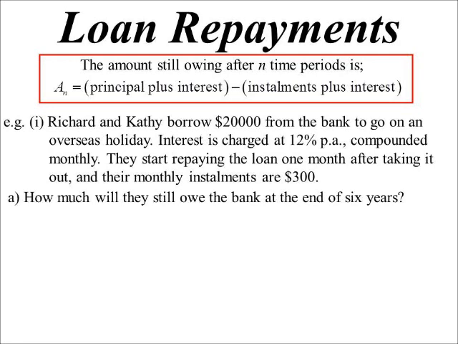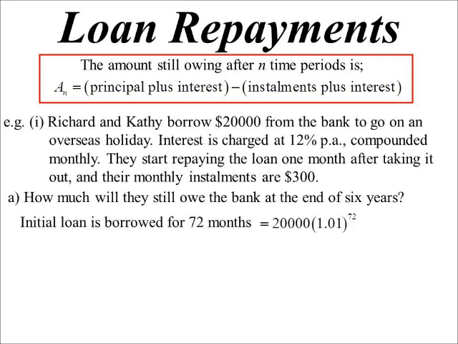They start repaying the loan 1 month after taking it out, and the monthly instalments are $300. Okay. How much will they owe the bank at the end of 6 years? So we want to know amount 6. So the initial loan, the principal plus the interest, it's been in there for 6 years. I've borrowed the money for 6 years.